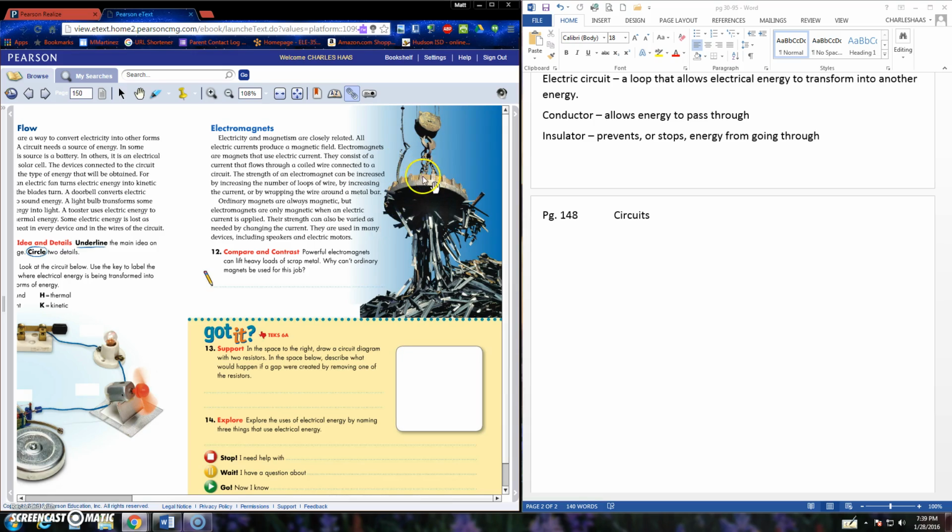But since it's an electromagnet and it's got wires going to it, he can turn this off and all this metal stuff will just fall. And if he wants to pick up more, then he can turn this back on. So electromagnets can be very helpful. If you would like to write down something about that, you may. I'm not writing it down, so I don't plan on asking you any questions about it.